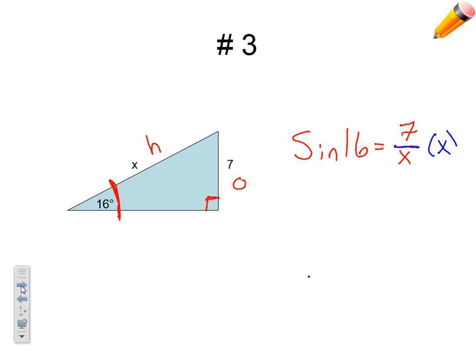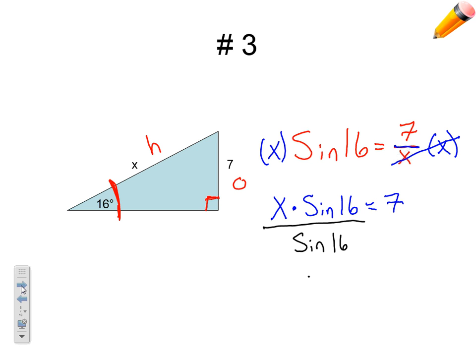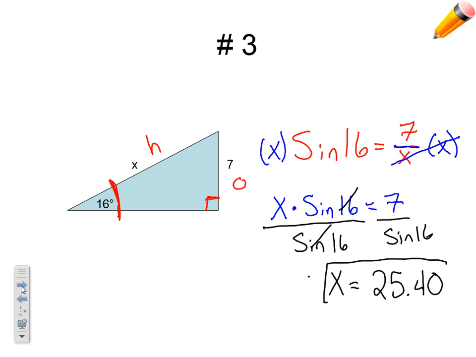This time I have the x on the bottom, so I multiply both sides by x. Those cancel. This I can't type in my calculator, so I'm going to rewrite it as x times the sine of 16 equals 7. Now to get x by itself, we're going to divide both sides by sine of 16. Those will cancel, and x equals 7 divided by the sine of 16, and you should get 25.40. Right, that should be our answer for example number 3.